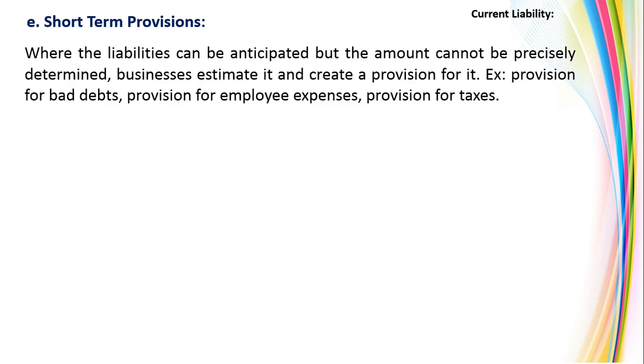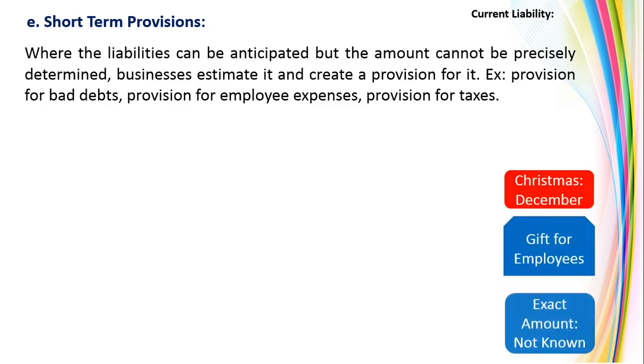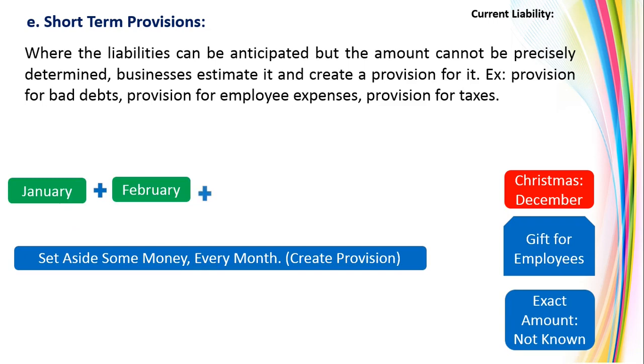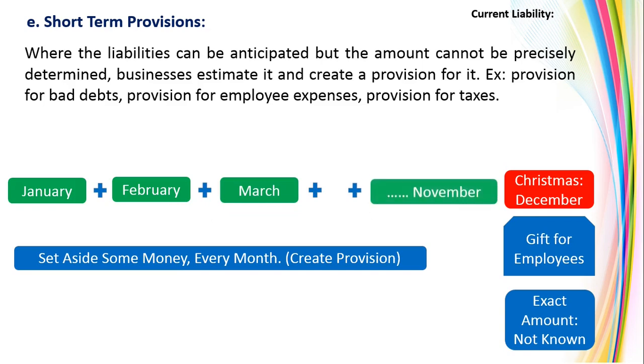To better understand the procedure, let us assume that during Christmas festivities, employees may have to be given some kind of gifts. The exact amount needed to buy gifts for employees may not be known in the earlier part of the year. So, the business enterprise may set aside some amount of money every month, starting from the earlier part of the year. This process is called creation of provision. To summarize, provision is created when the liability or a future expense is known, but the exact amount of that liability is not yet known.